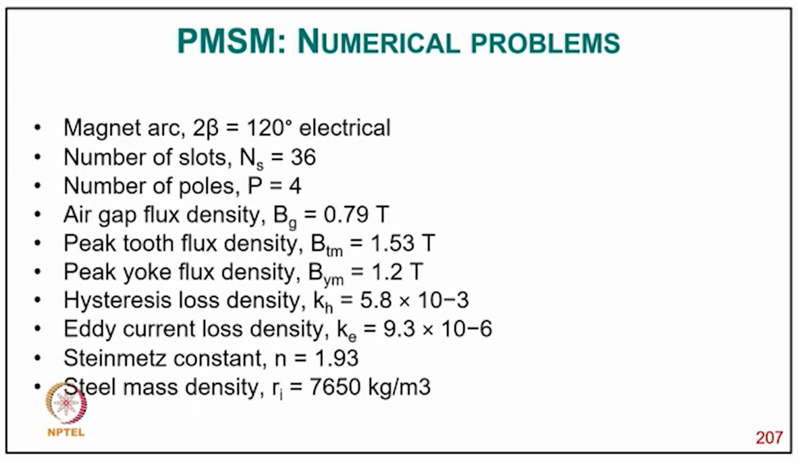Now, magnet angle beta equal to 120 degree, number of slots NS equal to 36, number of poles P equal to 4, air gap flux density equal to 0.79 Tesla, peak flux density equal to 1.53 Tesla, peak yoke flux density BM equal to 1.2 Tesla, hysteresis loss coefficient KH equal to 5.8 × 10^-3, and eddy current loss coefficient KE equal to 9.3 × 10^-6, and the constant N equal to 1.93, and mass density Ri equal to 7650 kg per meter cube.